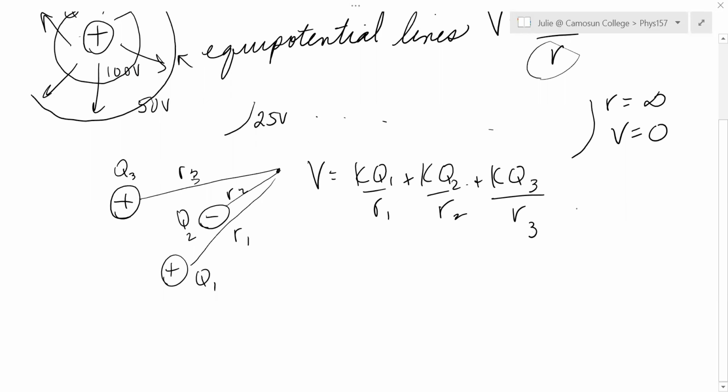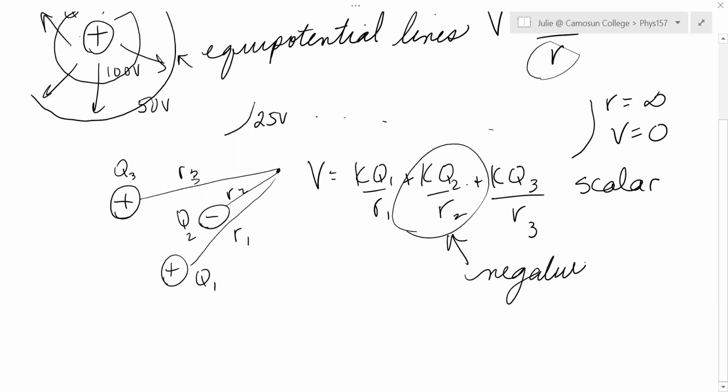of the voltages from each individual charge, and it's a scalar. That's the beauty of this. These are just numbers, and they can be negative. So this would be a negative number because it's a negative charge. So you do put negative numbers in.